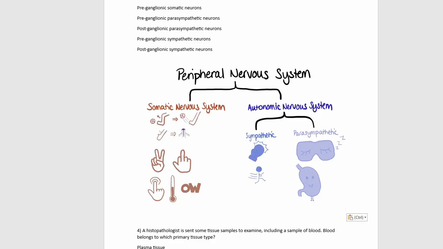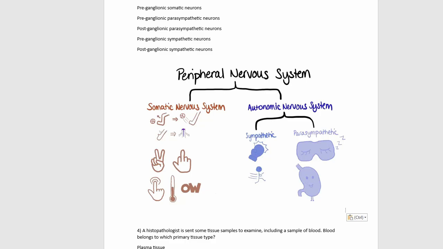So think about kicking a ball, maybe giving peace signals or flipping someone off if you've really pissed off with them. And it also includes reflex arcs, so such as pulling your hand away quickly when you're touching something hot, or that knee-jerk reflex when the doctor hits your knee with a hammer.